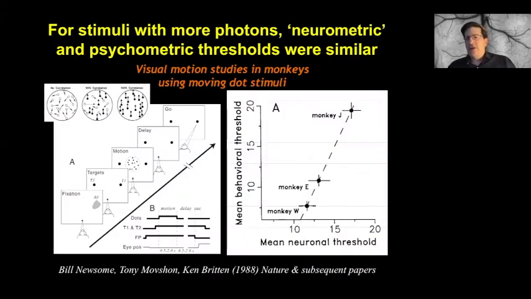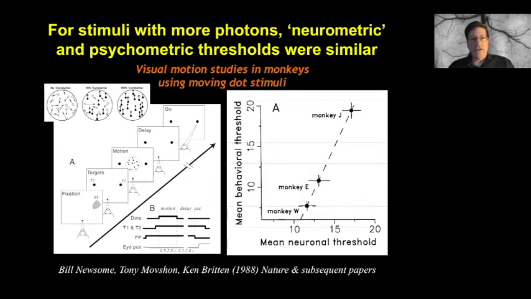But what about stimuli that are composed of greater numbers of photons? What sets the limit on the accuracy with which a sensory scene, a visual scene, can be encoded? Progress on this question came in the mid to late 1980s by Bill Newsome and his colleagues, Tony Movshon. This body of work was done in macaque monkeys, and the investigators used a set of stimuli which are now famous, known as the random dot kinetogram.